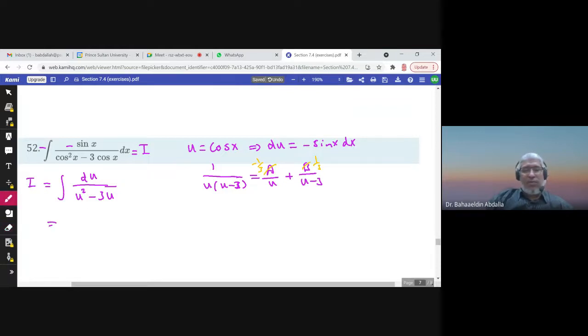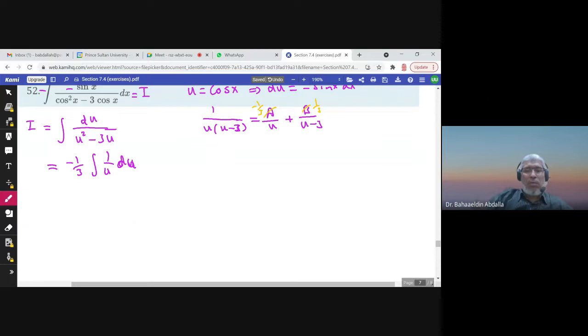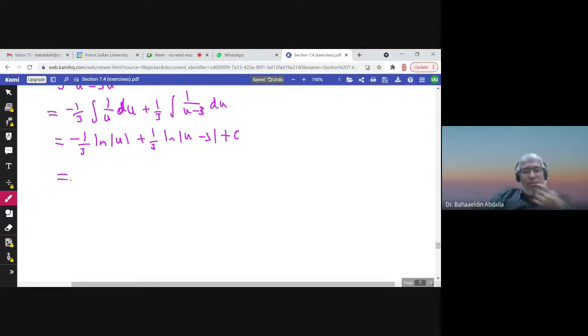So the answer would be negative 1 over 3 integral 1 over u plus 1 over 3 integral 1 over u minus 3. So negative 1 over 3 ln absolute value of u. And what was u? Cosine x. That's it. That's the answer.